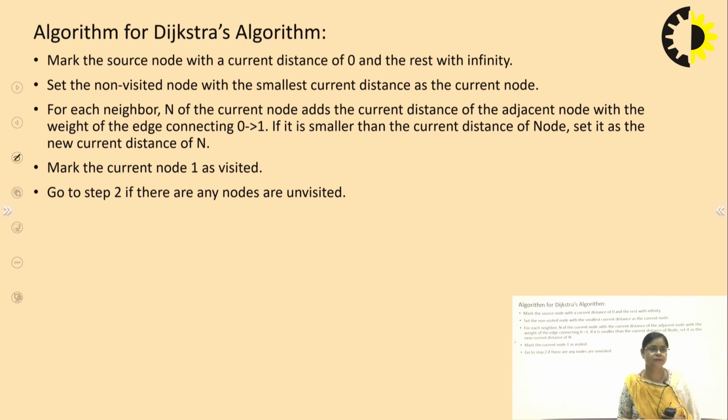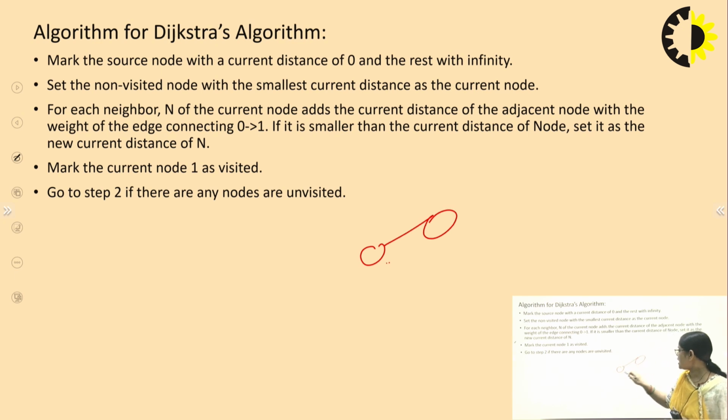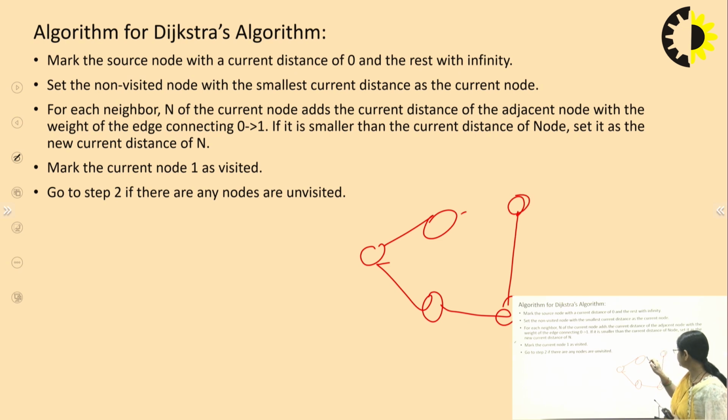Before solving the problem, we should understand the algorithm for Dijkstra. So what is the Dijkstra algorithm? Mark the source node with the current distance of 0 and the rest with infinity. It means that when we are taking our Dijkstra algorithm in any graph, it should be like that.